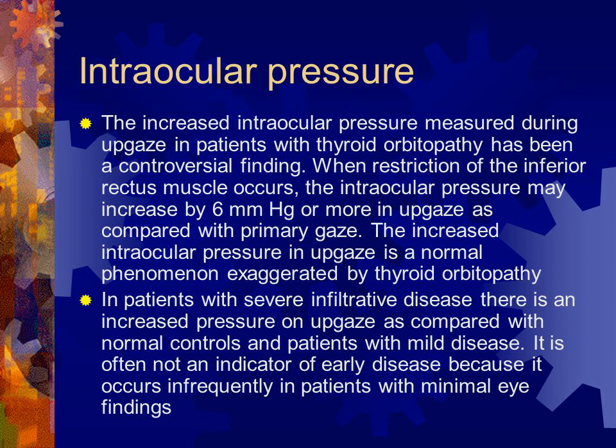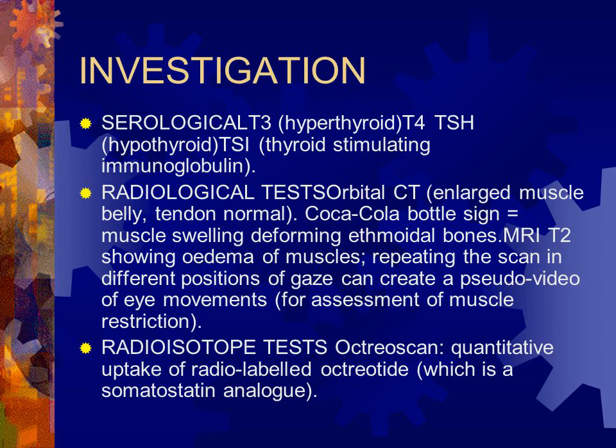In patients with severe infiltrative disease, there is an increased pressure on upgaze as compared with normal controls and patients with mild disease. It is often not an indicator of early disease because it occurs infrequently in patients with minimal eye findings. Investigation. Serological: T3, hyperthyroid; T4, TSH, hypothyroid; TSI, thyroid stimulating immunoglobulin.